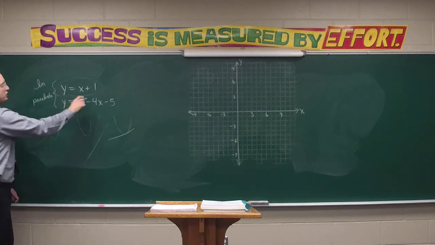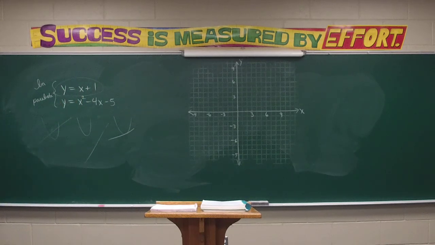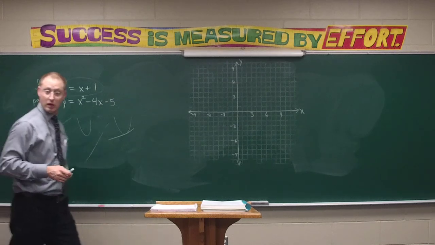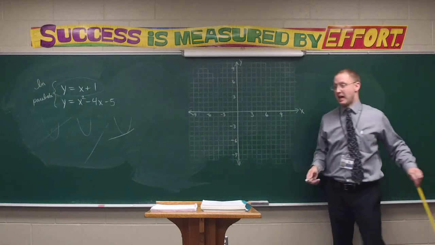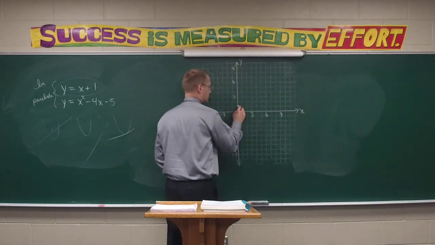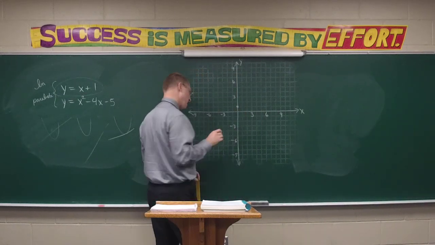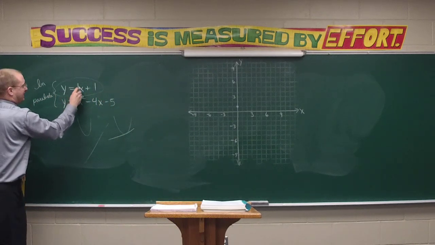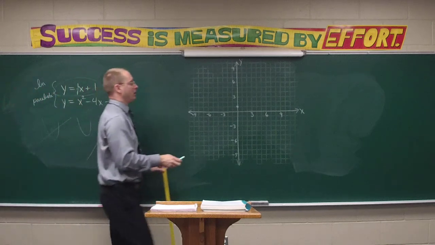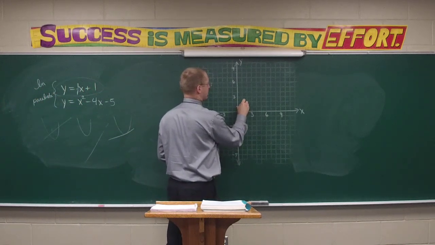So, for my first equation, which is where we're going to start by putting, class, your y-intercept at 1. Now, from there we're going to track the slope. What is the slope, class? 1 over 1, technically, right? So from here we're going to rise 1, run 1, and just connect the dots.